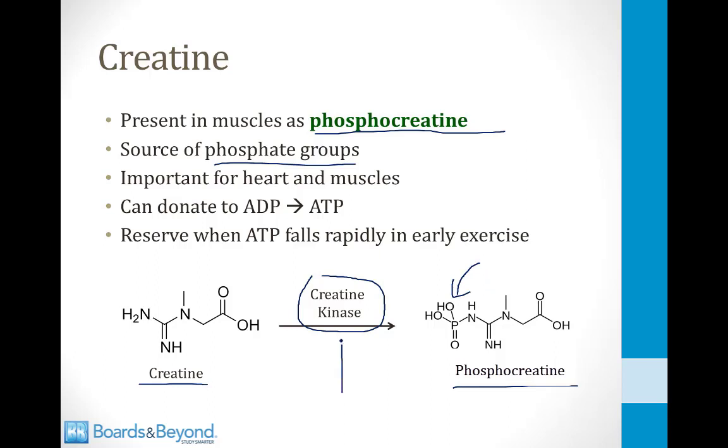And you may be familiar with creatine kinase from studying cardiology. Elevated levels of creatine kinase are seen in patients who have a myocardial infarction. And the purpose of phosphocreatine inside your muscle cells is to donate this phosphate group to ADP to create molecules of ATP very rapidly without having to wait for glycolysis and the TCA cycle. So phosphocreatine serves as a reserve of phosphate groups for when ATP levels fall rapidly during exercise.